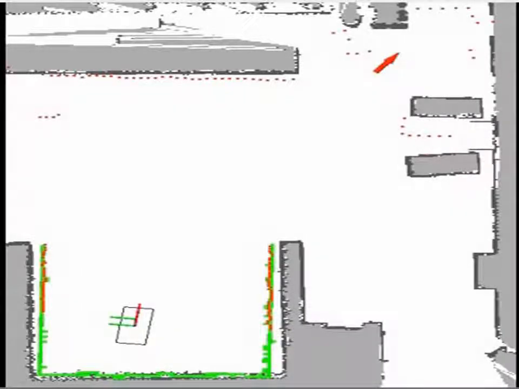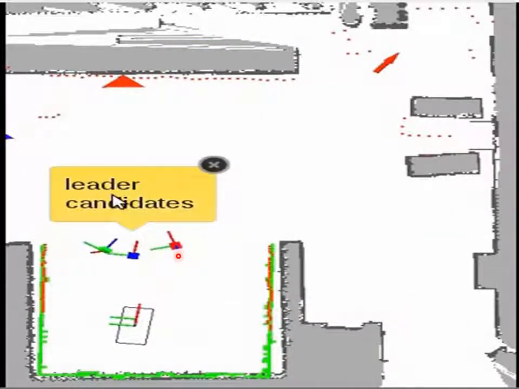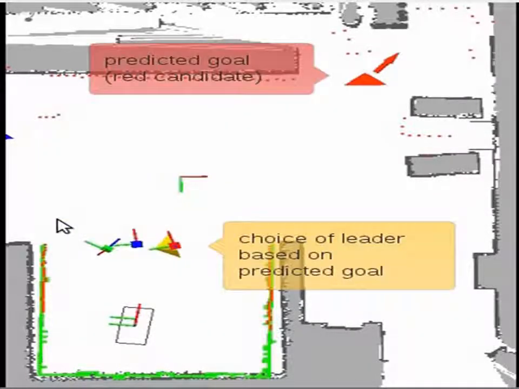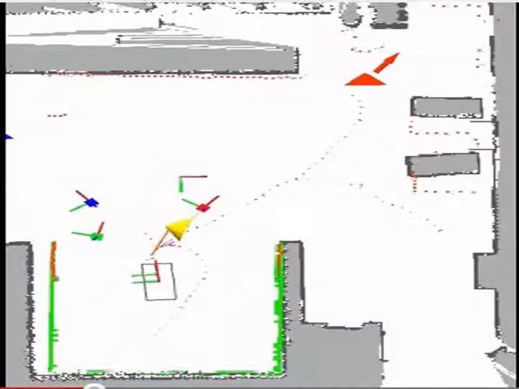In this first experiment, the robot's destination is in this direction. There are 3 leader candidates, and the predicted goal of the candidates is represented by a triangle. So in this case, the red candidate is chosen because its predicted goal is close to the robot's intended goal.